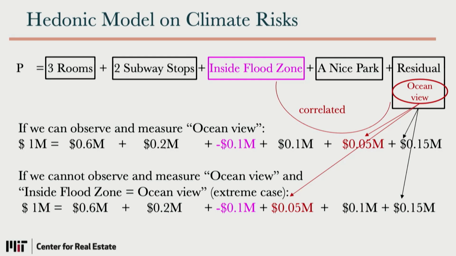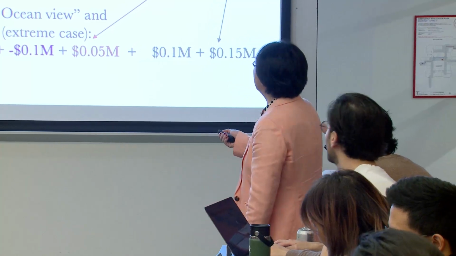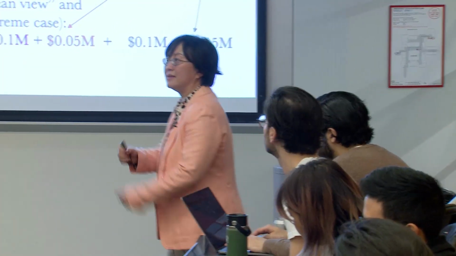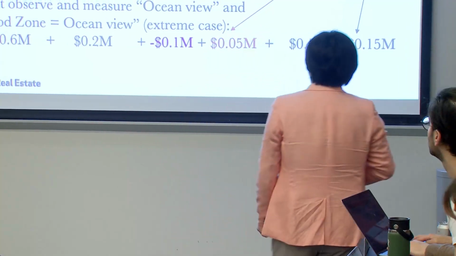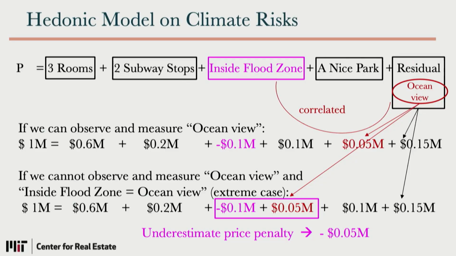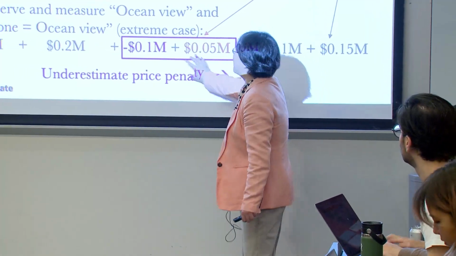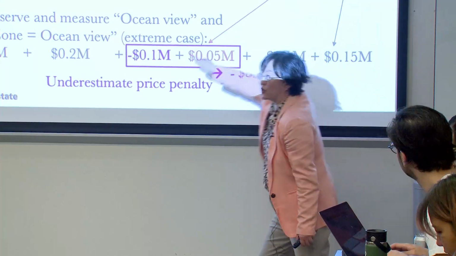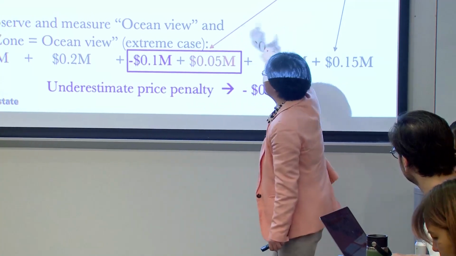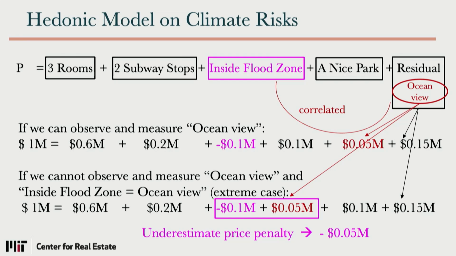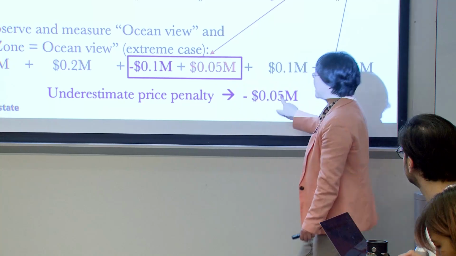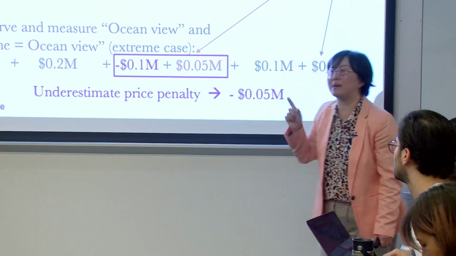Then we are very confident, right? But if we cannot observe the ocean view, and in the extreme case the ocean view means flood zone, these two are the same thing, then you have trouble. So basically you will see here, the ocean view will go into here, right? Because ocean view and the flood zone are the same thing. So you naively run the regression. You don't know these two are different. You think that's the same. Then you get this. Then you underestimate the discount.